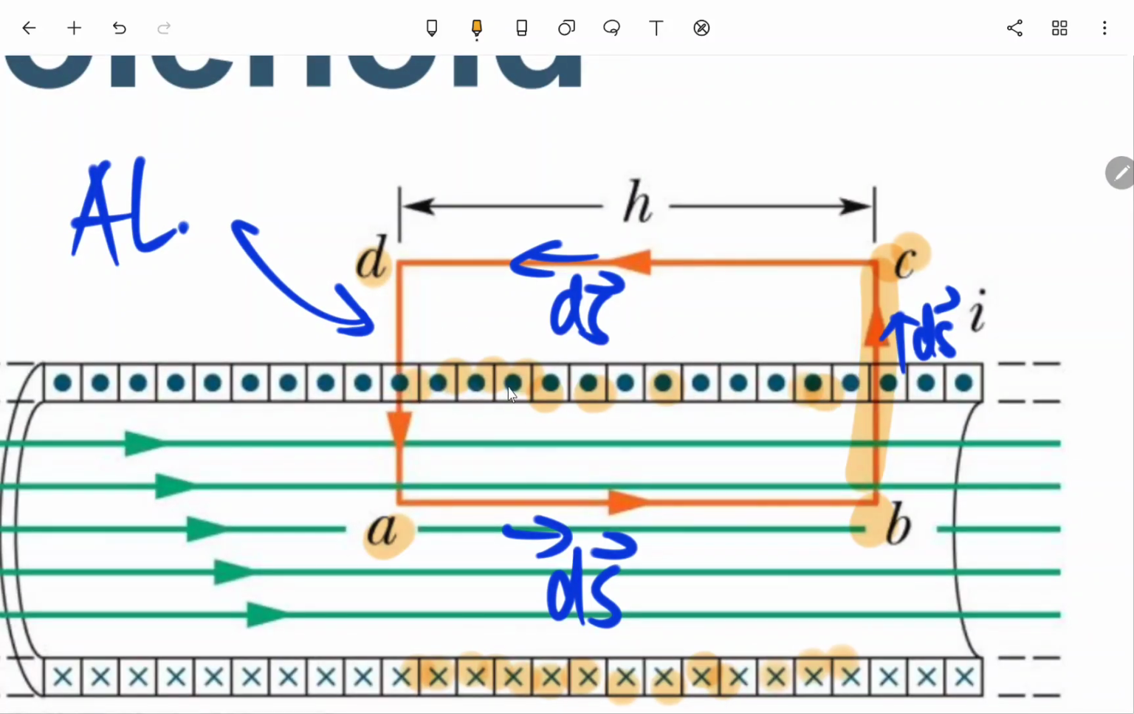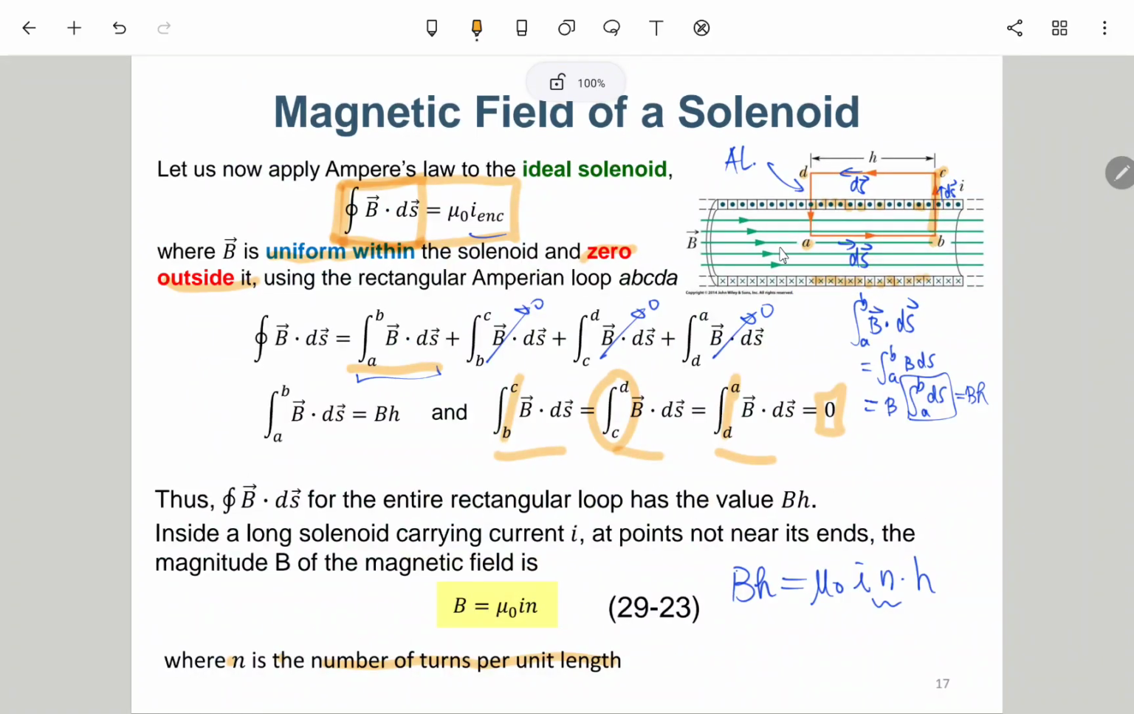Every dot here is an I, so we need to count how many I's there are here. Actually it is small n times h, which will be the total number of turns, or the total number of currents going through this Ampere loop. So this h and this h cancel each other, and finally it becomes B equals mu 0 n I. This will be the B field generated by a solenoid.